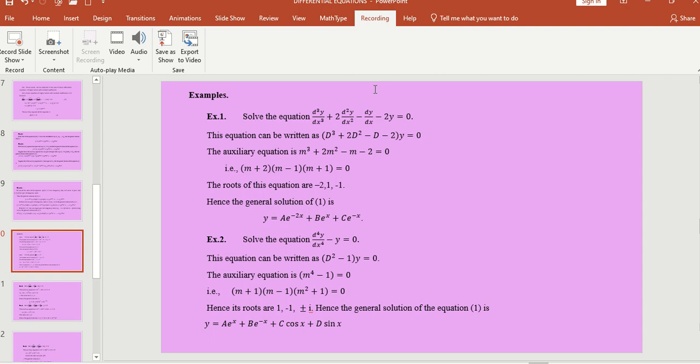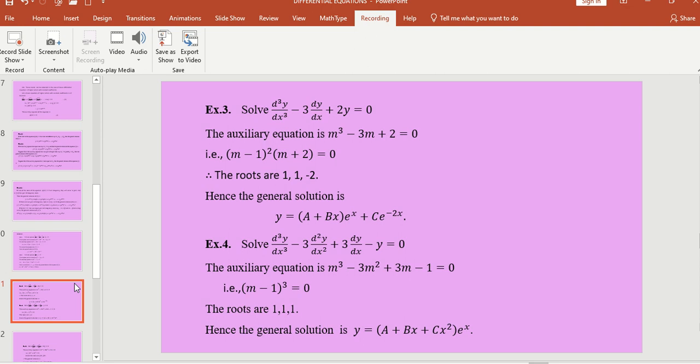Suppose we consider the second equation, d⁴y/dx⁴ − y = 0, then the equation can be written as (D⁴ − 1)y = 0. So we have the roots as 1, −1, ±i. Hence the general solution of equation 1 can be written as y = a e^x + b e^(−x) + c cos x + d sin x.